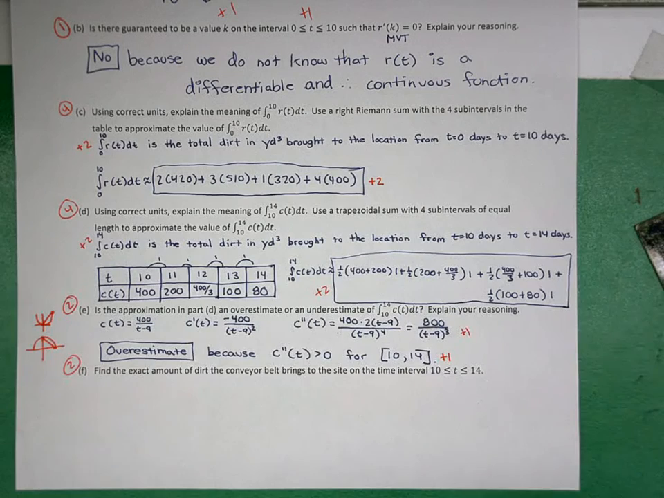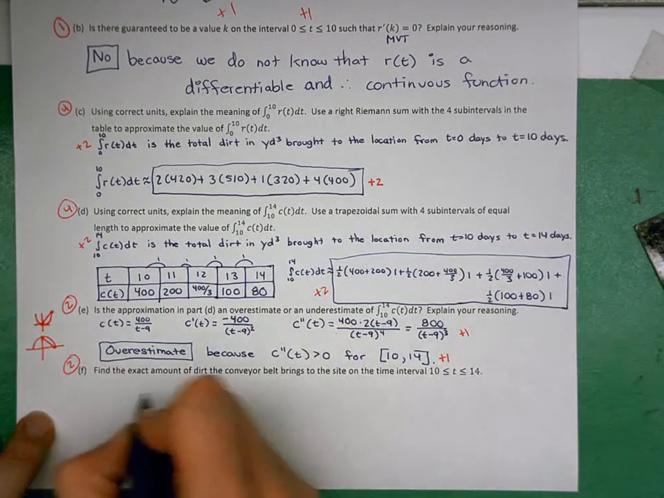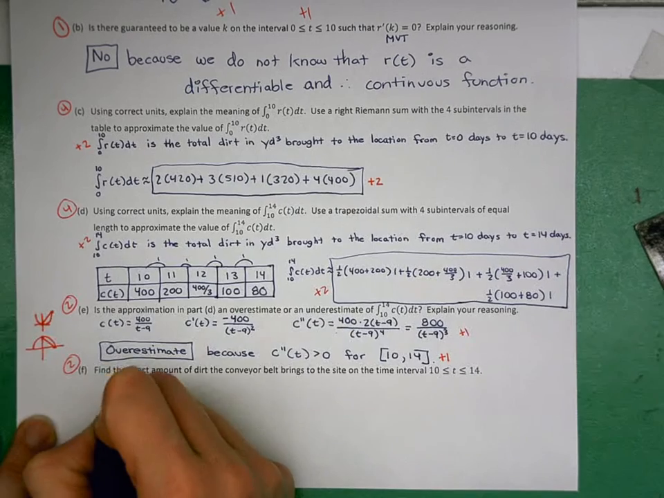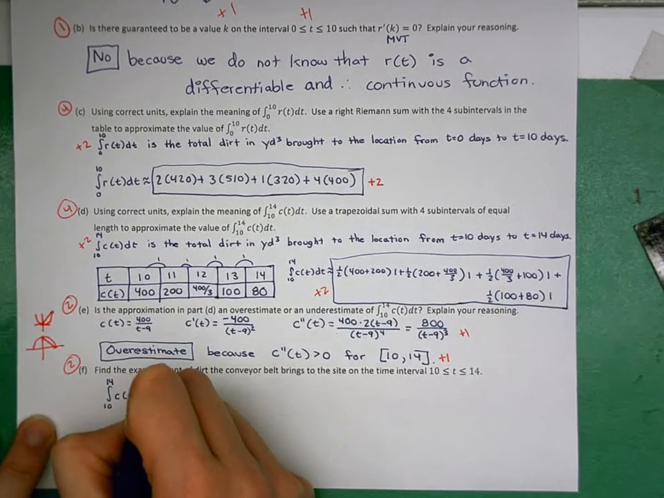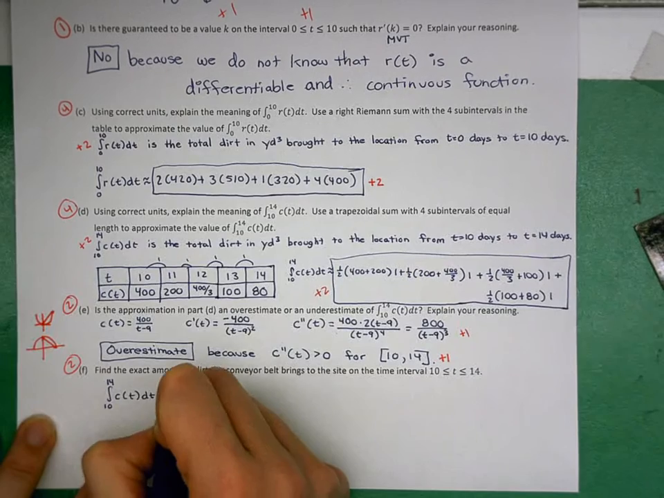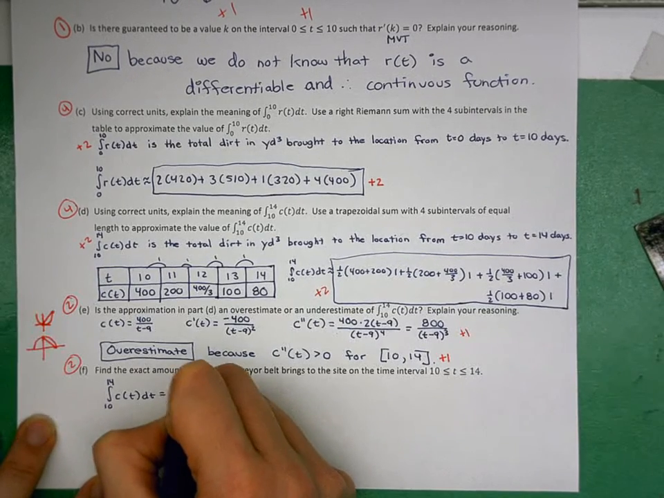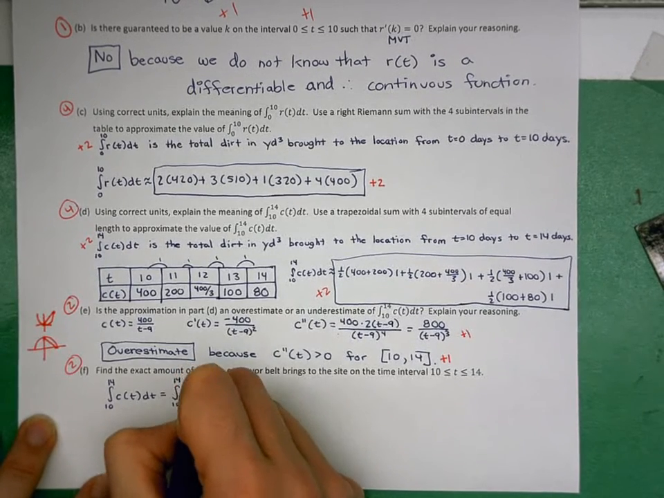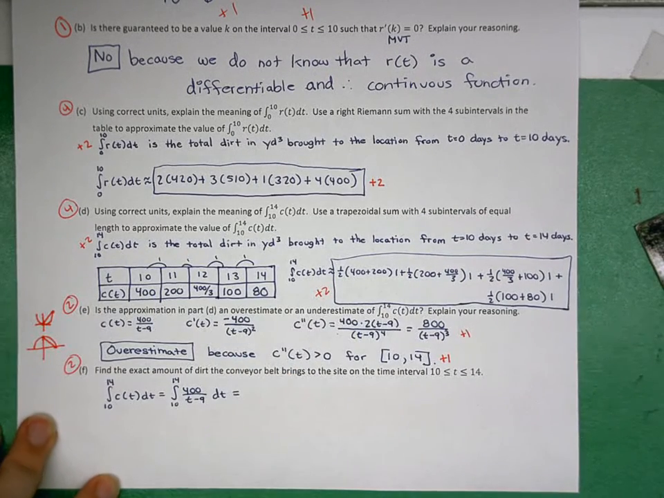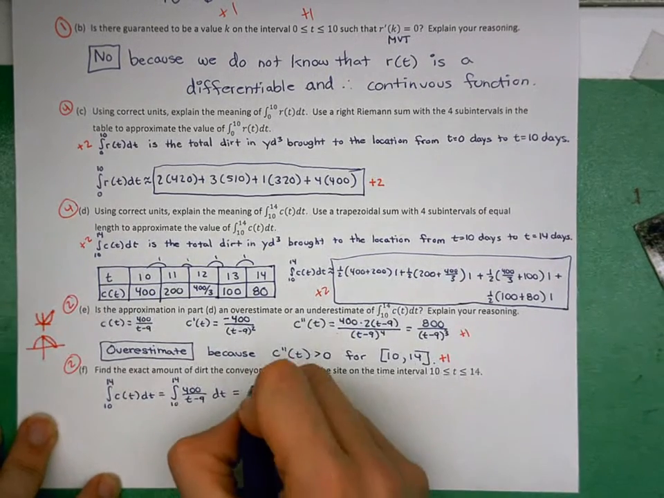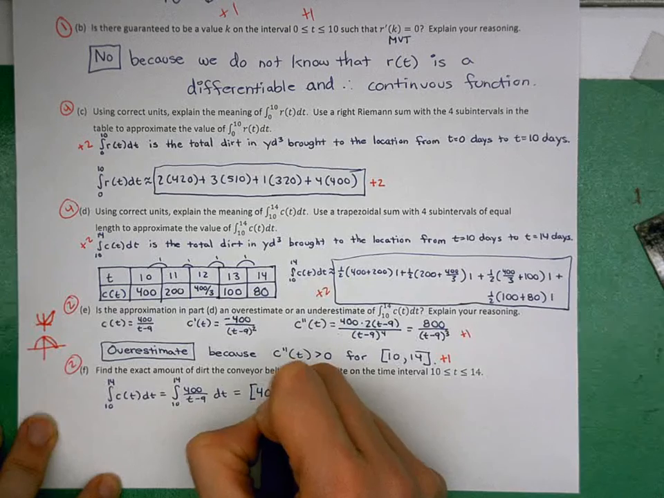Okay, last one, find the exact amount that the conveyor belt brought. So instead of an approximation, we're going to go ahead and find the exact amount. Let me go ahead and put my C of t in. Okay. And so integrating this to the natural log.